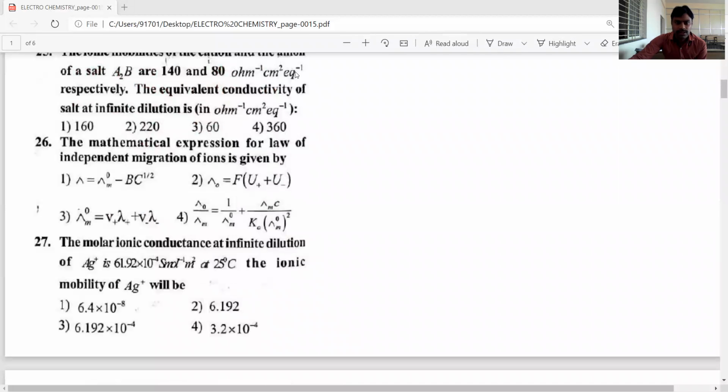26th one. Among the following, which is the correct representation of the law of independent migration of ions? The law of independent migration of ions means the Kohlrausch law. So the Kohlrausch law is nothing but what, my dear students? At infinite dilution, the molar conductance is equal to the sum of the molar conductance of cations plus the sum of the molar conductance of anions. According to that, we can choose the third option as the correct representation of molar conductance at infinite dilution based on the Kohlrausch law.